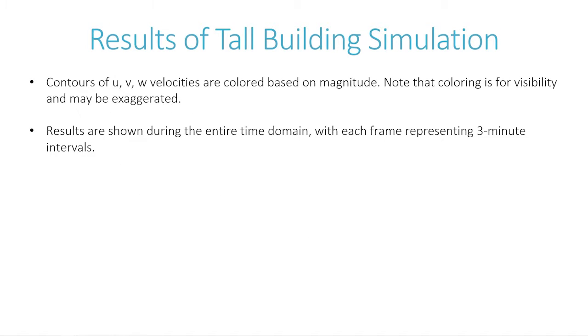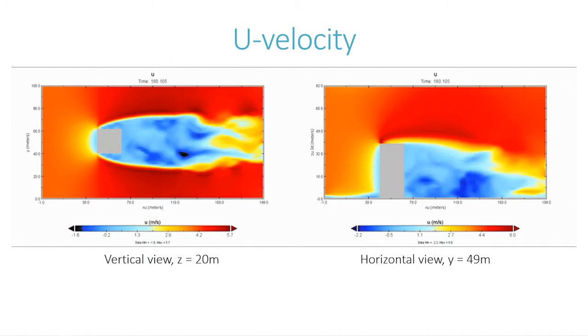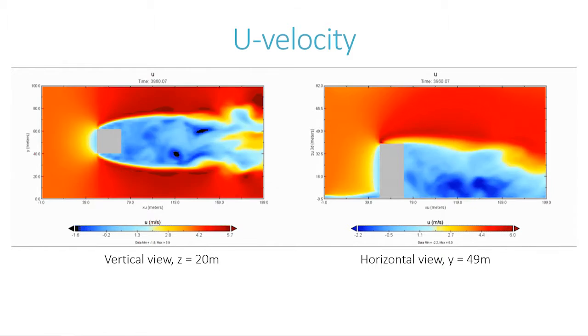The results are going to be contours of u, v, and w velocities colored based on magnitude. This coloring is used for visibility and might be exaggerated during the entire time domain, and each frame represents a 3-minute interval. We'll start off with the u velocity component of the tall building. This is the velocity in the x direction.